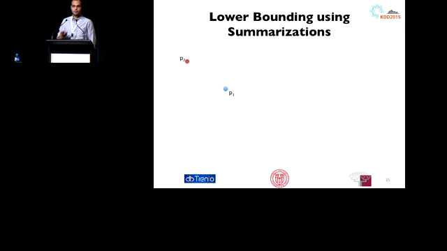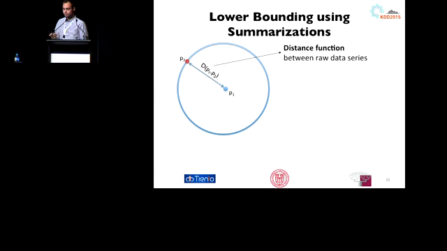So let's say that we have two data series here, represented as two-dimensional points, P1 and P2, and we have a distance function which is defined between them.